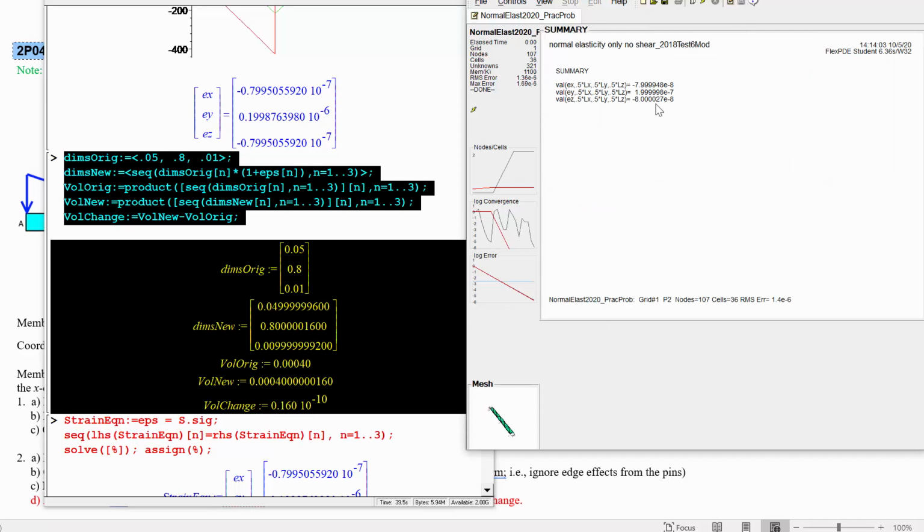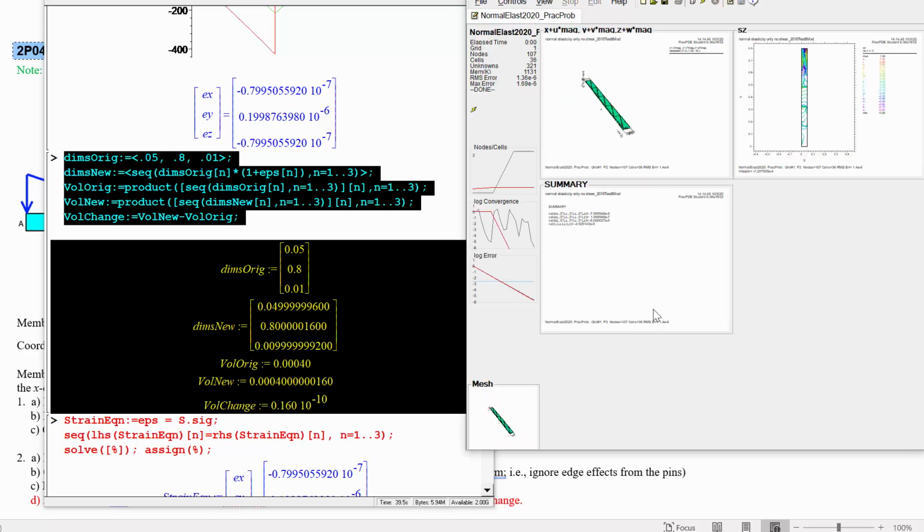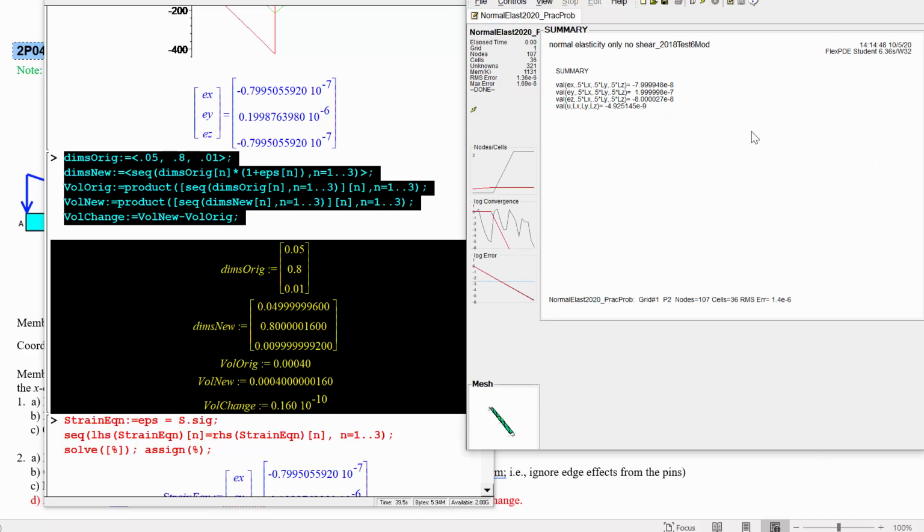Now, figuring out the volume change is a little bit more involved. For this, what we're going to want to do is find out what the displacement is at the top right corner and then subtract the displacement at the origin. So report val of u at Lx, Ly, Lz. This will be telling us what u is at the very top right corner. Now that's not the change in length, that's the change in position at the top right corner.